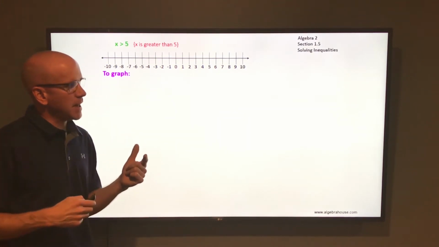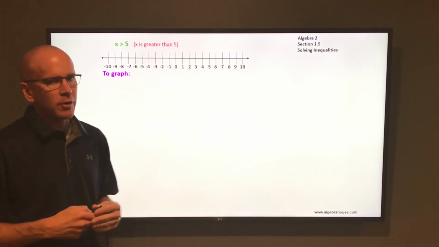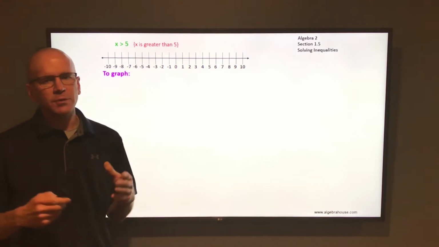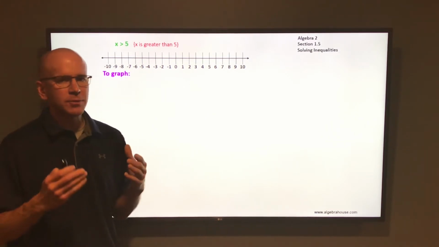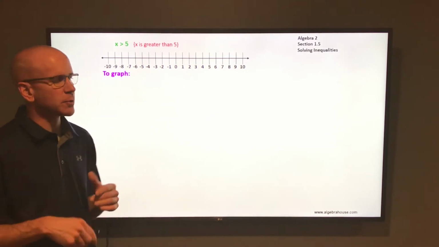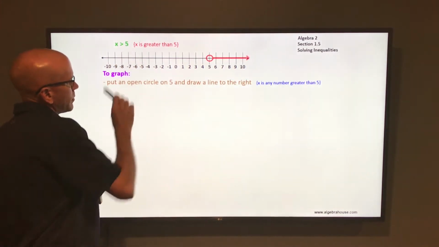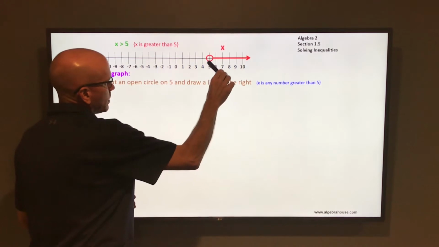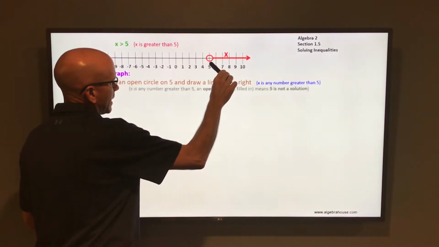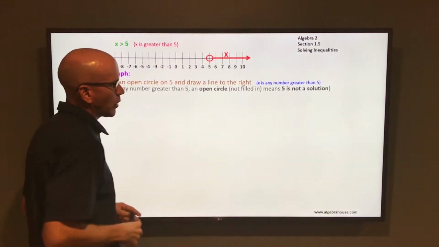and you have to decide whether you're going to put what's called an open circle on 5 or what's called a closed circle on 5. Open circle is not filled in, closed circle is filled in. Now, since that says x is greater than 5, we're going to put an open circle, not filled in, on 5, and the arrow and the line are going to go to the right.